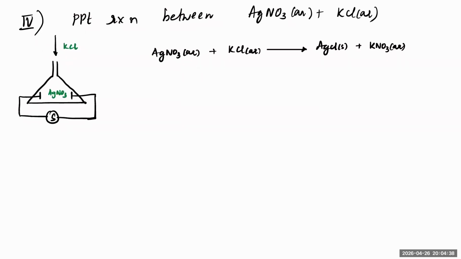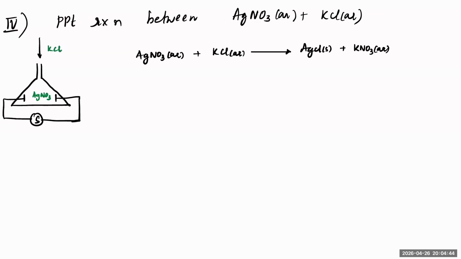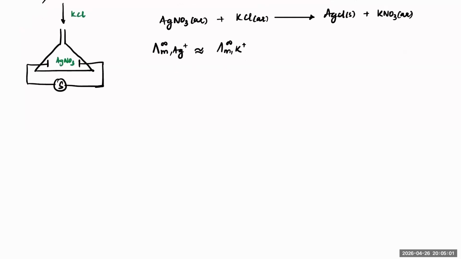Now notice this one. Here we go with one assumption, everybody: lambda m infinity of Ag plus is almost the same as lambda m infinity of K plus. Got it? So initially Ag plus is basically replaced by K plus. Since Ag plus is simply replaced by K plus, do you see much of a change in the lambda m value? Not so much.